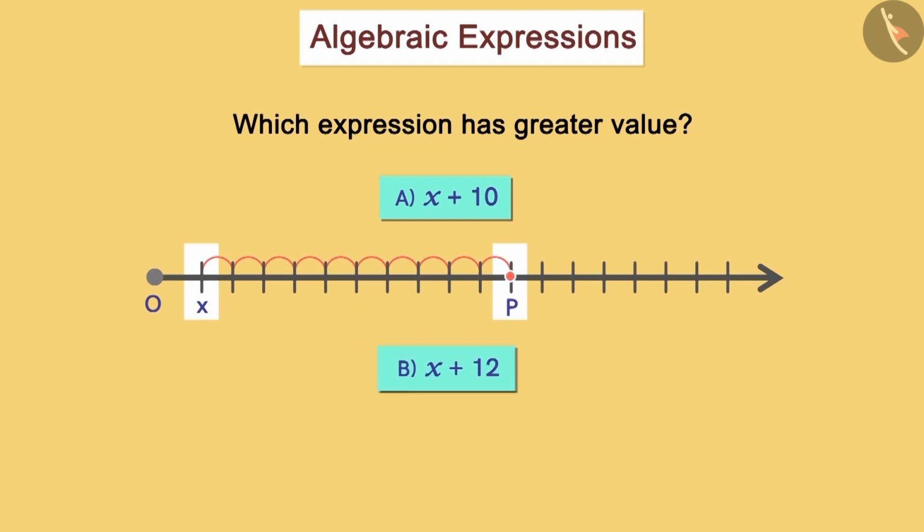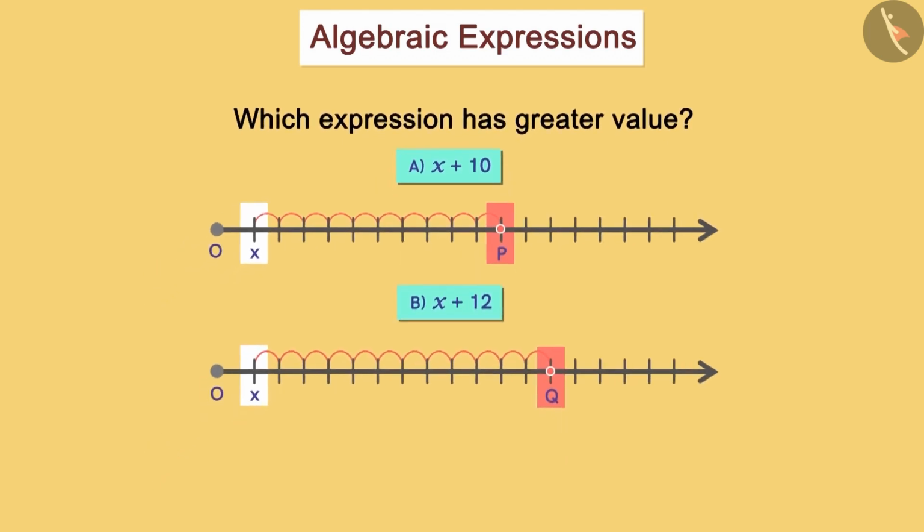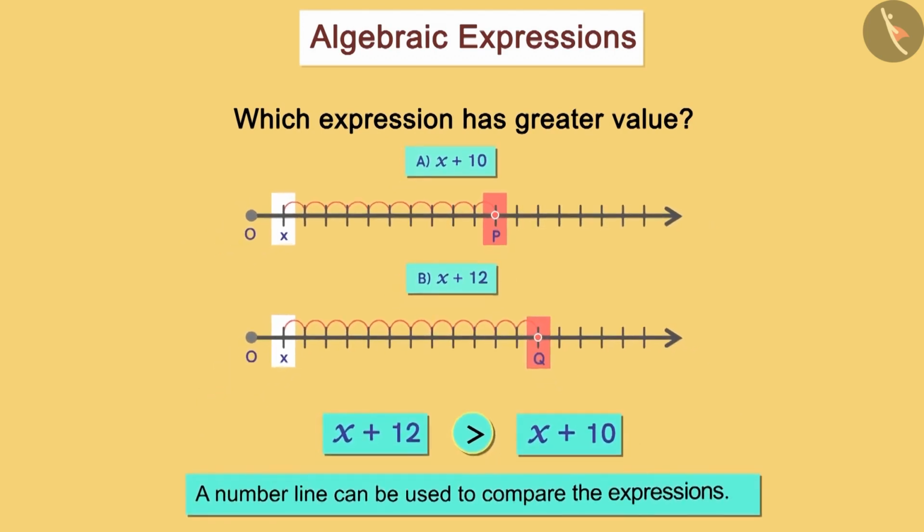In a similar manner, we can represent x plus 12 on the number line. It will be 12 units ahead of x. Here, the value of x plus 12 is represented by Q. Here we can see very clearly that point Q lies ahead of point P. It means that the sum of x and 12 is greater than the sum of x and 10. This way, we can compare expressions by representing them on the number line.